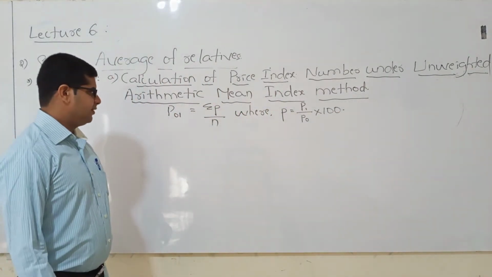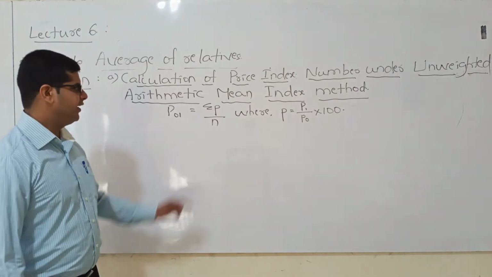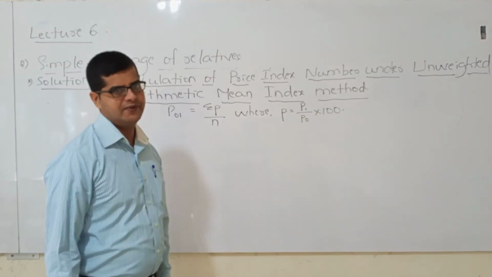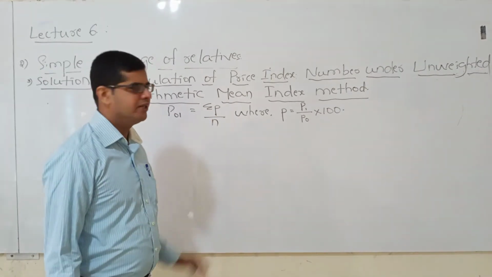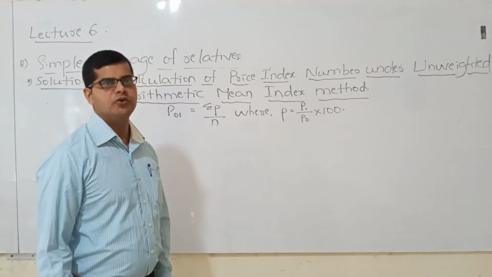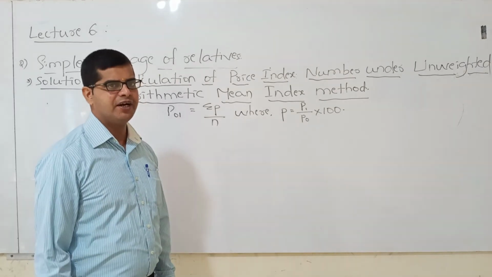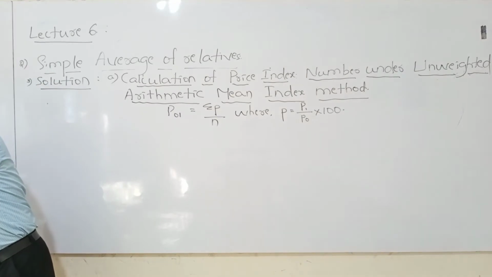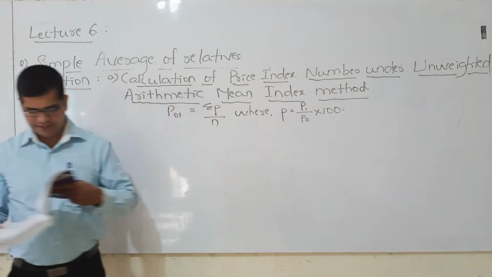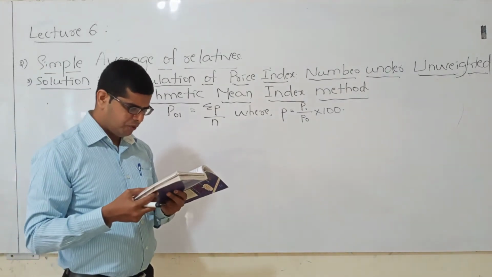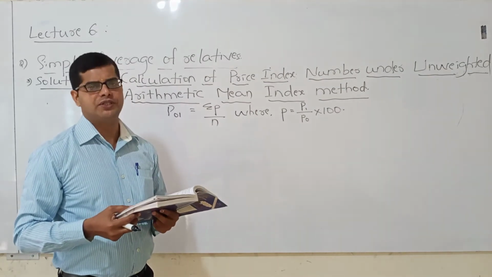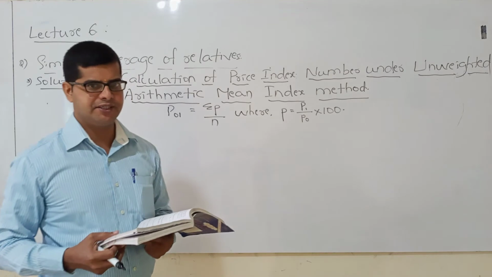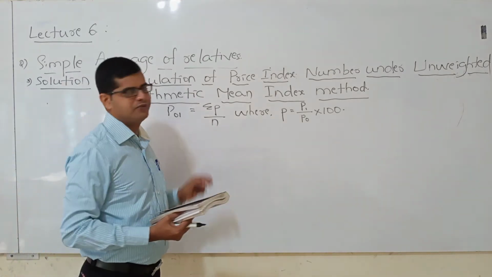Now what are the requirements? When we apply the main formula, we need summation P, we need N. N you can easily identify: the number of observations. There are 1, 2, 3, 4, 5 observations, 5 commodities. So directly we take N as 5.